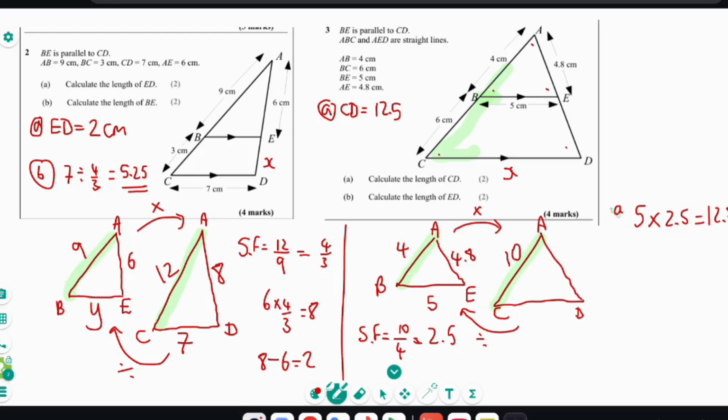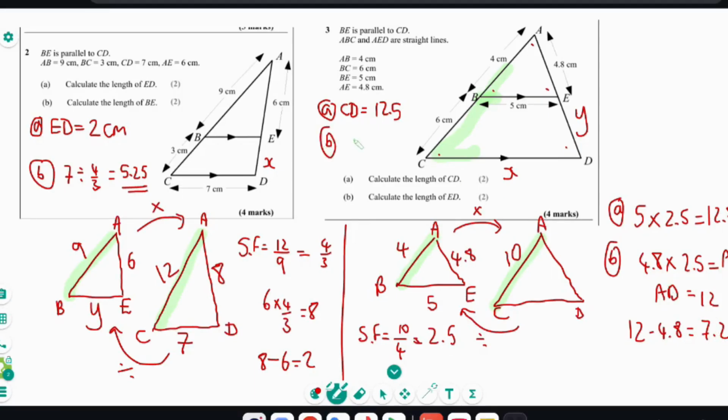Part B, ED. ED is here. I'm going to put Y. I need AD first. So 4.8 times 2.5 will give me AD. 12. And then 12 minus 4.8 will give me ED, which is 7.2. So for part B, ED is equal to 7.2.